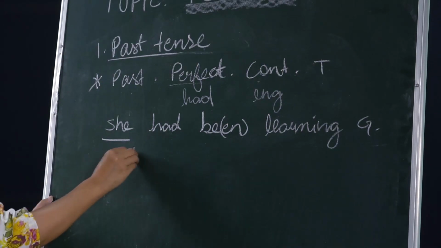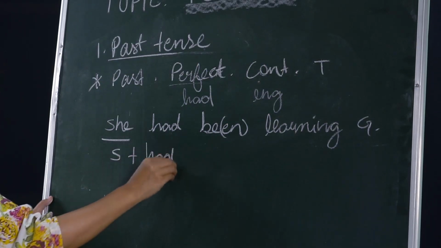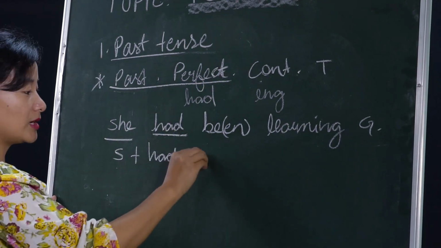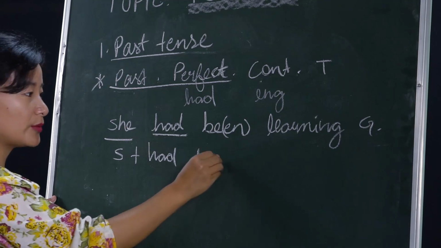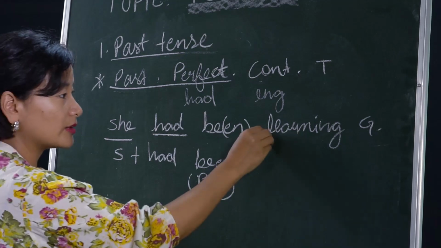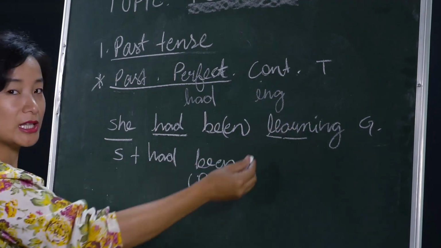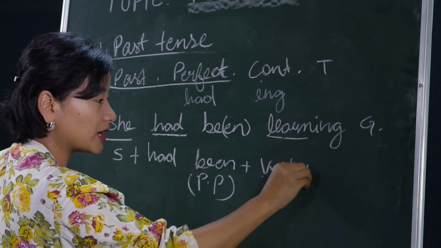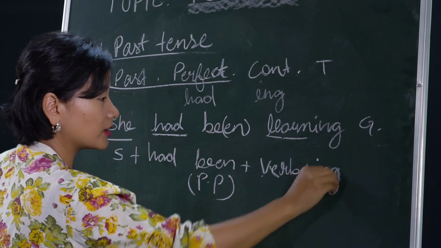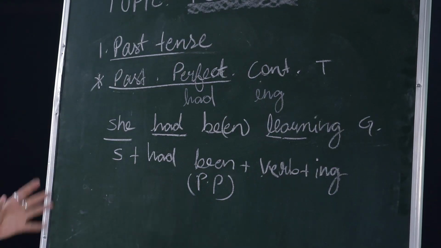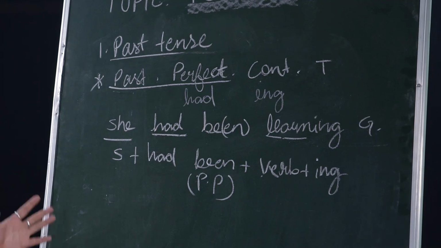So we have subject plus had. Since it is in the past perfect, we need this had. She had, be is the main verb, all right? When we add en, it becomes the past participle. Then we need the main verb here. Main verb here is learn. So verb plus ing. So when we use this, we are referring to an action that was being perfected in the past. All right? No need to get confused.